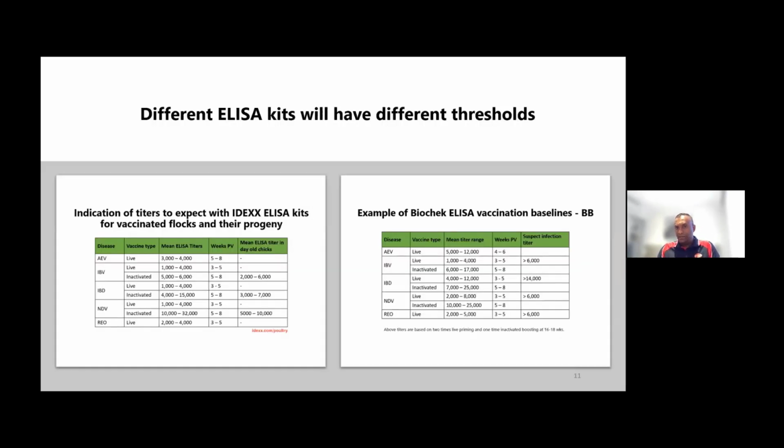Different ELISA kits will have different thresholds, as you can see in IDEXX compared to BioChek ELISA kits, depending on your vaccination program as well. If your birds are primed with live and then boosted with killed, you'll have a higher titer, which can be seen. I've used both kits and compared both kits, but different kits have different advantages.